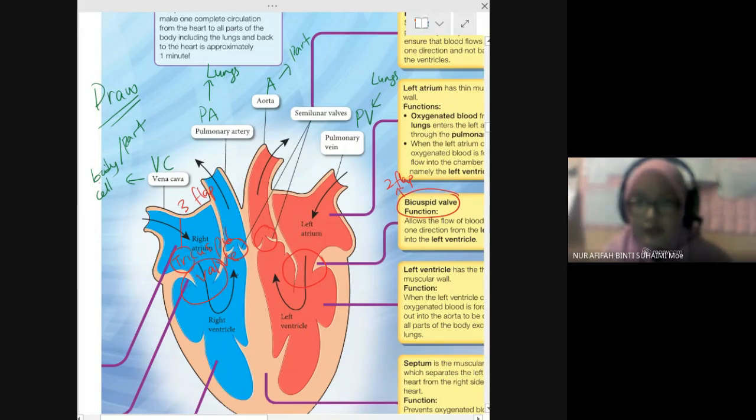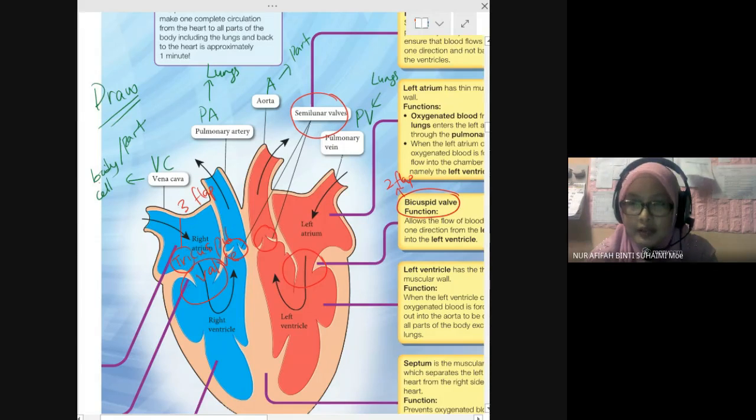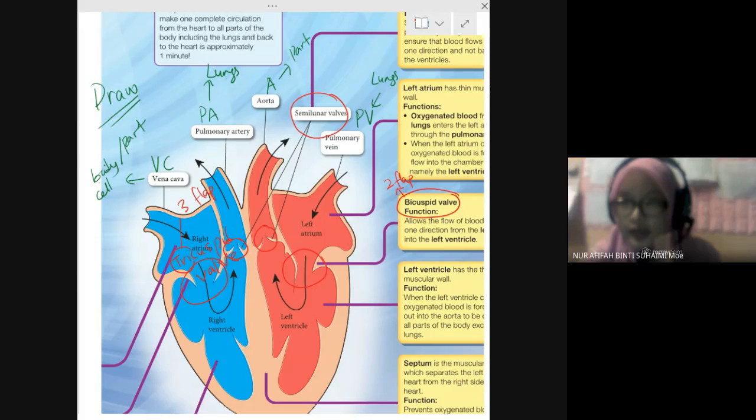Between the right ventricle and pulmonary artery, and between the left ventricle and aorta, we have two valves with the same name, semilunar valve, to prevent the backflow of blood into the ventricle. So we have three types of valve: tricuspid, bicuspid, and semilunar valve. Remember the function of a valve is to allow blood to flow in one direction only.